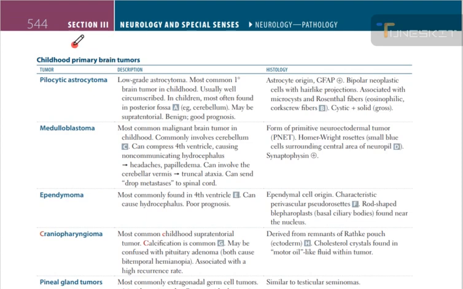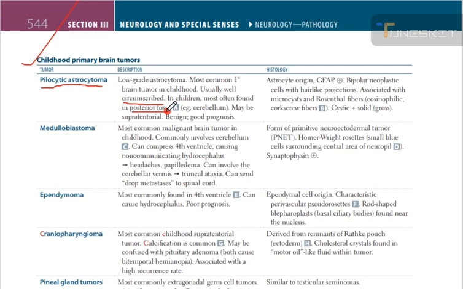From today we will start from here. Childhood primary brain tumors. Number one is pilocytic astrocytoma. It is a low-grade astrocytoma. Low-grade means it is most likely benign, and it is the most common primary brain tumor in childhood. Usually well circumscribed, which is also a feature of something benign. In children, it is most often found in the posterior fossa.